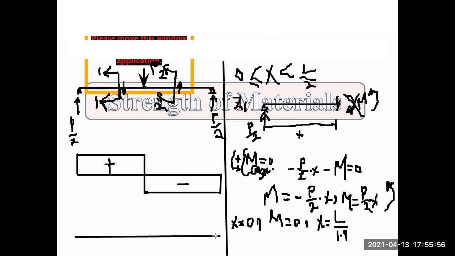What I got just now is that I know the moment is 0 at the beginning, okay? And if I plug in this value, L over 1.9 into X, how much am I going to get? It's close to P L over 3.9, okay? 3.8 maybe. So it's close to that, 3.8. Okay, so I know the value.